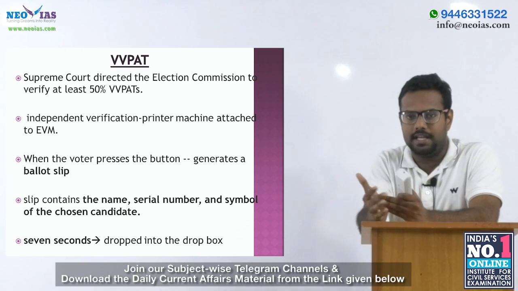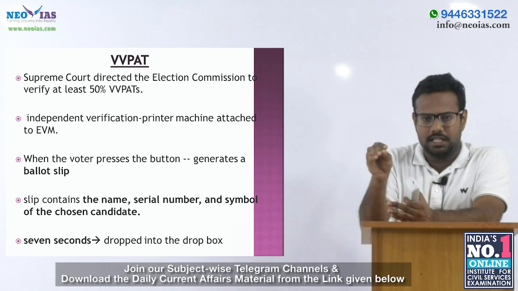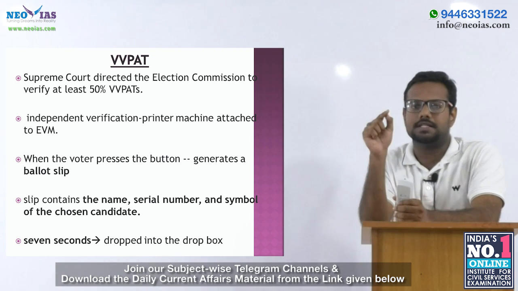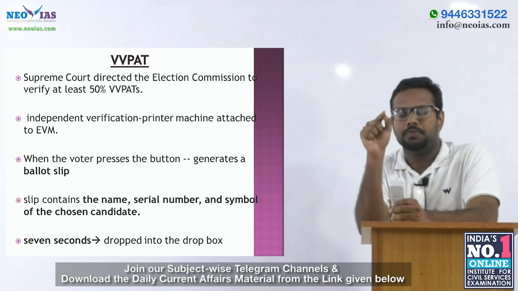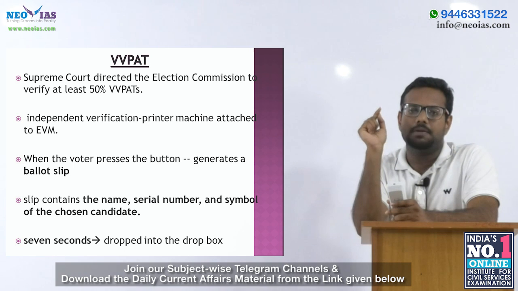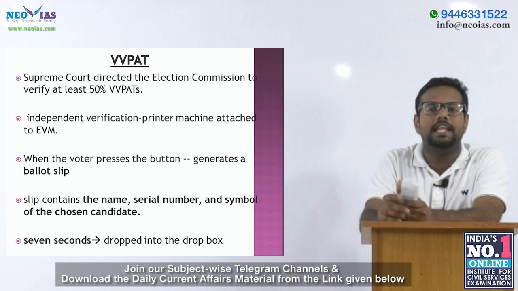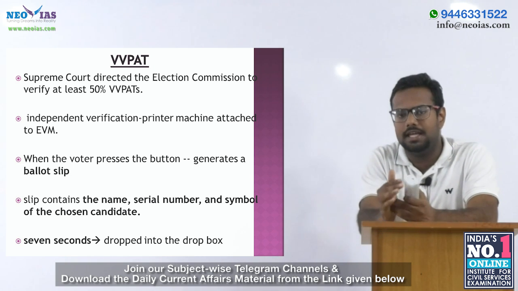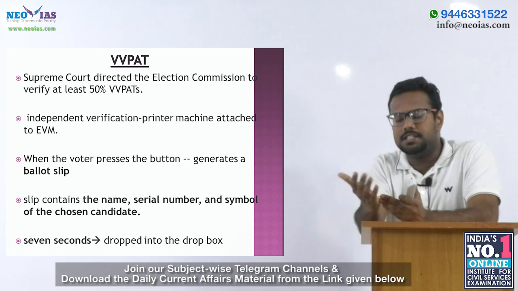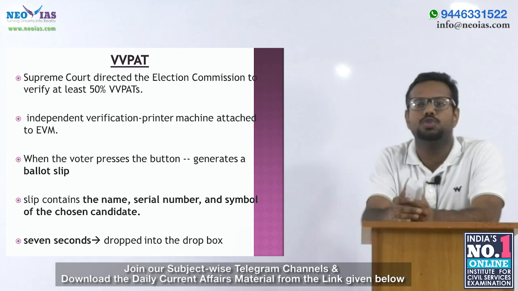And after the 7 seconds, after the verification by the voter, the ballot slip will be cut and dropped into a drop box. So this is the working of the VVPAT. When you press the voting button, a ballot slip will be generated containing the name, serial number and election symbol of the candidate, and a glass case in the VVPAT displays your ballot slip for 7 seconds, and then the slip is cut and moved to the drop box.